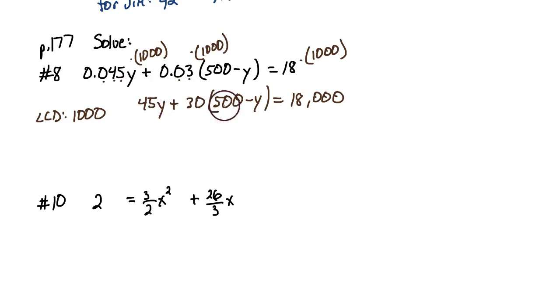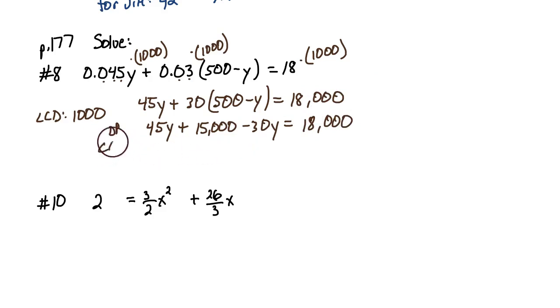Now we have a normal equation like we were doing way back in chapter 2. Let's do the distributive property. We have 45y plus, and then 30 times 500 is 15,000. 30 times negative y is negative 30y. And over here we have 18,000.